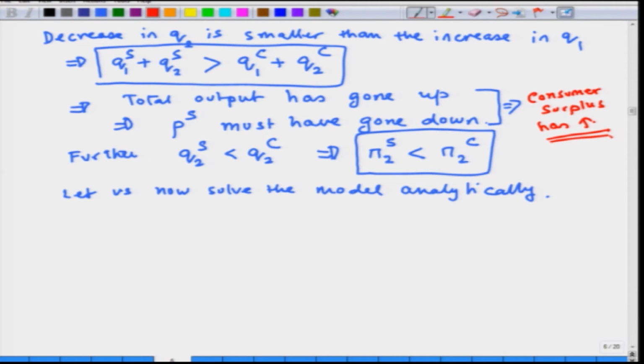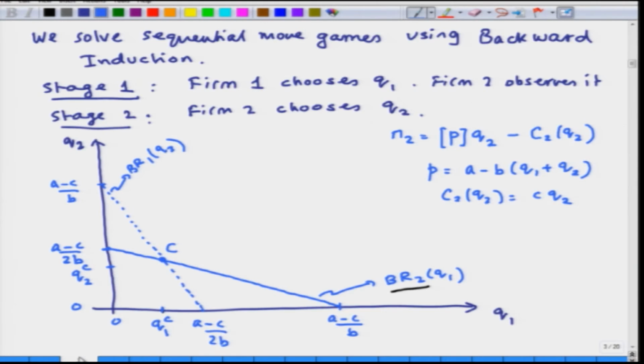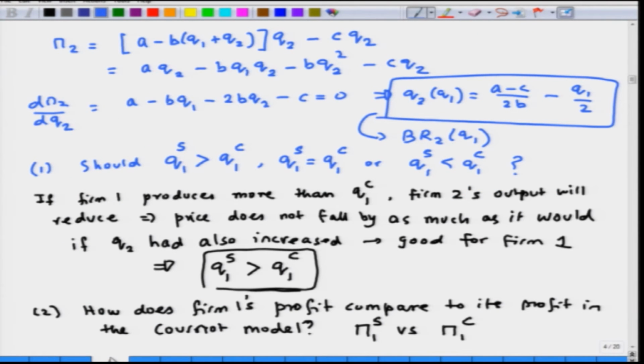Okay. So, now we will solve the model analytically. So, we already know what the best response function for firm 2 is, right. So, we know the best response function for firm 2 is given by this particular equation, right.